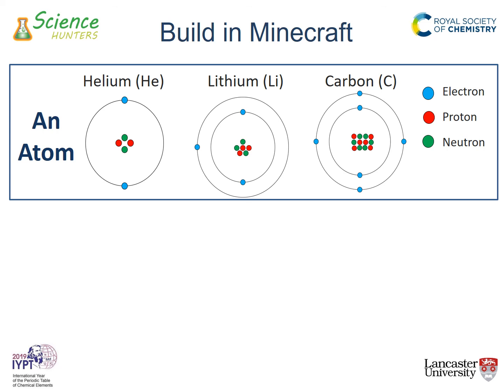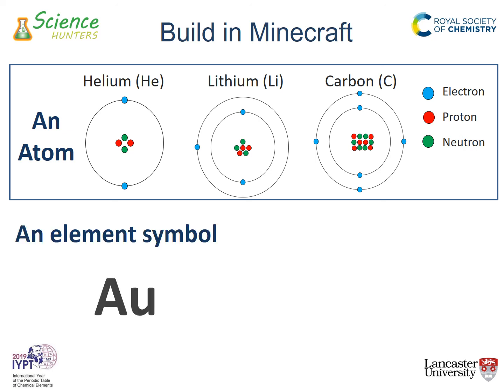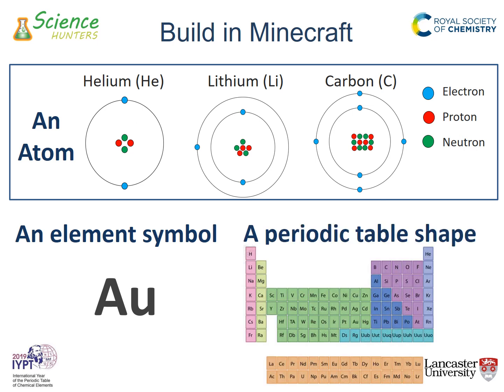It will probably be easier if you try to build the atoms of elements with smaller atomic numbers, because that means you have less electrons, neutrons, and protons to build. However, if you saw an element in the video you'd prefer to build, then research how many protons, neutrons, and electrons it has and build it. Or maybe you could build a symbol of an element. Or you could even build a whole shape of the periodic table with different colours to represent different groups, like the one shown here. Good luck!